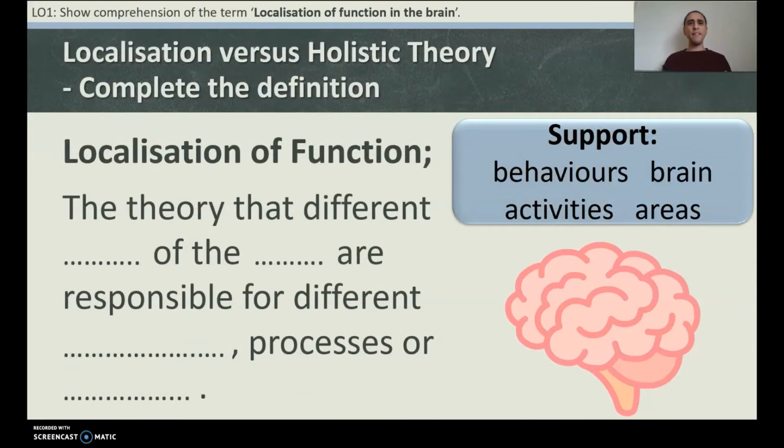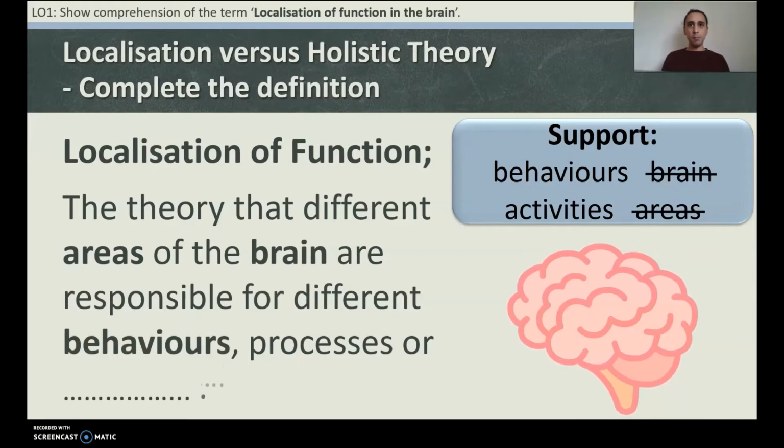So here we go, we've got a definition. Complete the definition, it's a gap fill activity. We've got 4 words, let's try and fit them in. I'm going to do it with you. Let's see if I can do it as well. I mean, I made the lesson, so hopefully I should be able to do it. Right, localization of function. The theory that different, what do you think? Areas, yes, of the brain, smashing it, are responsible for different behaviors, processes, or activities.